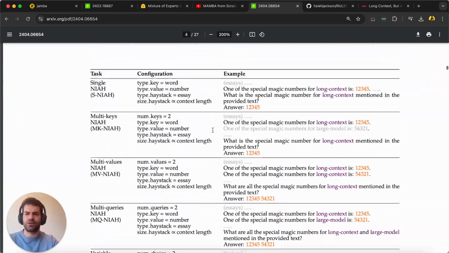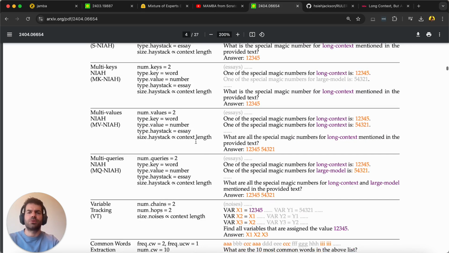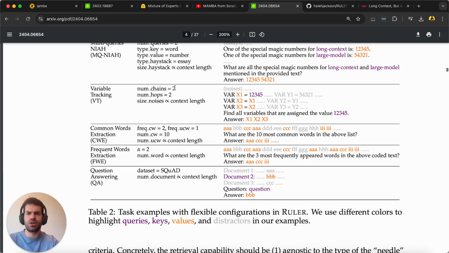So you can see here that you have a single needle in a haystack. So what is a special number? This is the same thing as needle in a haystack. There are multiple keys, so you have several options to answer, multi-values. So now you have to answer from both places, not just one. Multi-queries. So now these are different questions, so the model has to answer.